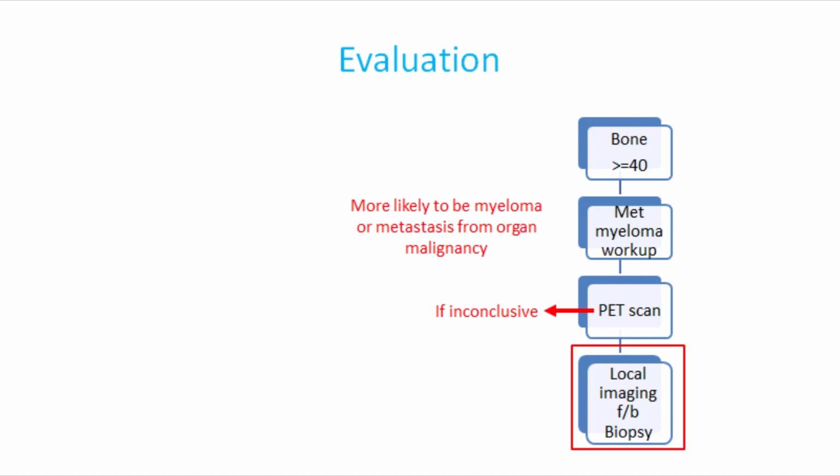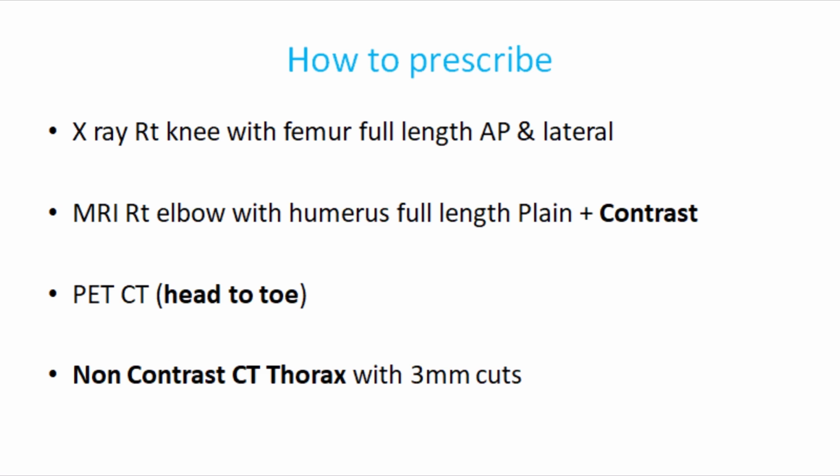But when we are still not sure about the origin and FDG PET CT reveals only a single bony lesion, local imaging in form of MRI followed by biopsy is performed. Now, how we should prescribe radiological investigations for evaluation of musculoskeletal lesions.